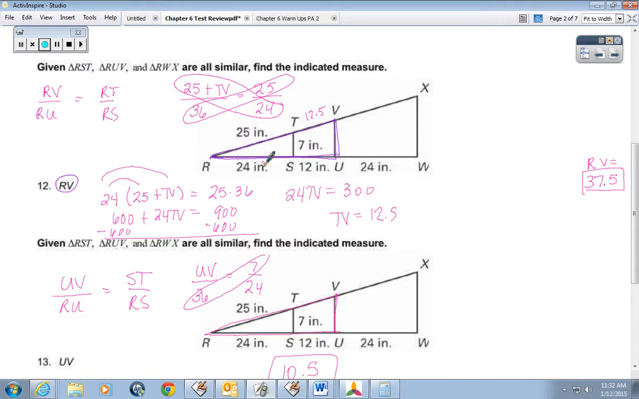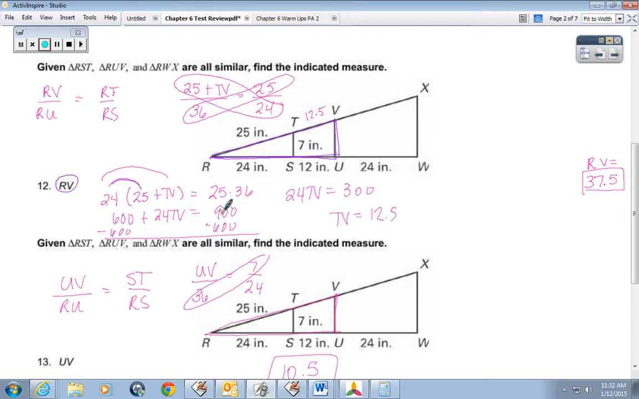So I took 24 times 25 plus TV, and that equals 25 times 36. From there I use the distributive property. 24 times 25 is 600. 24 times TV is 24 TV, and that equals 25 times 36, which is 900.